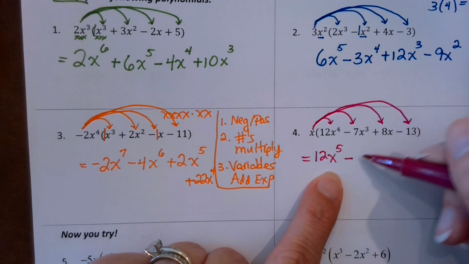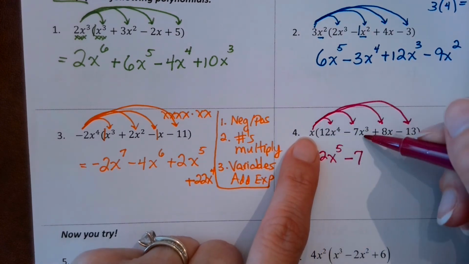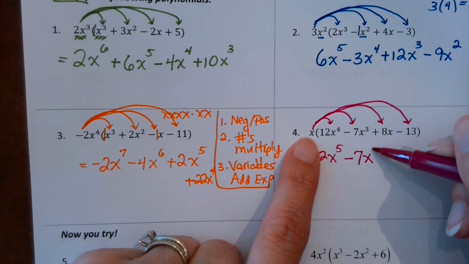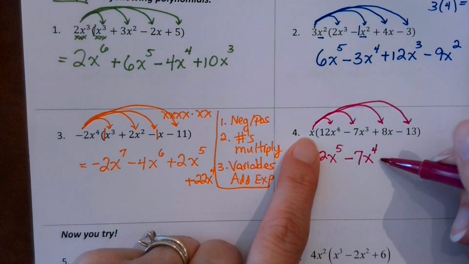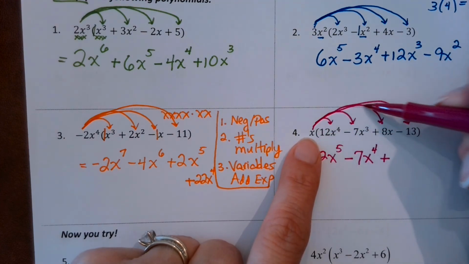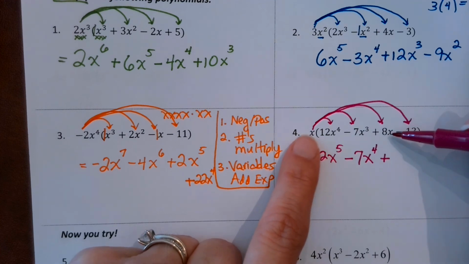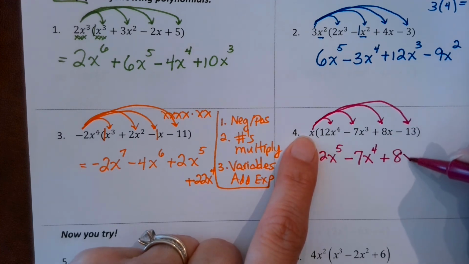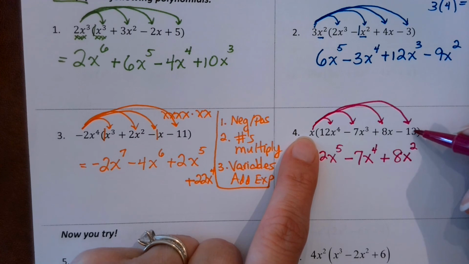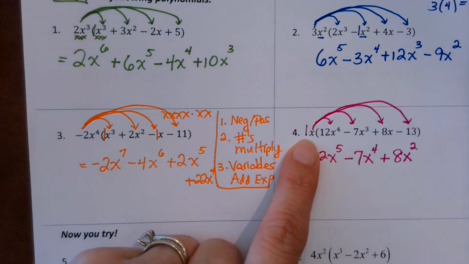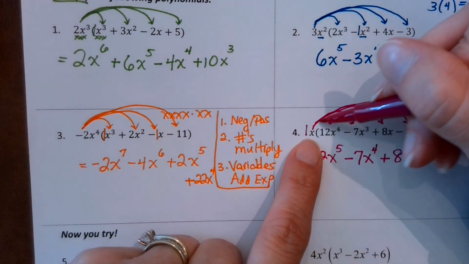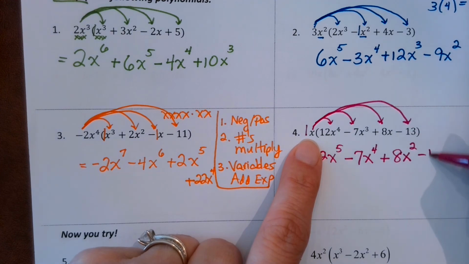Okay, minus 7. Give him one more x, x to the 4th. Plus, let's give 8x one more x. Now he has 8x squared. Okay, the numbers are not changing because I'm multiplying by 1. And then last, it's going to be negative 13 times that x.